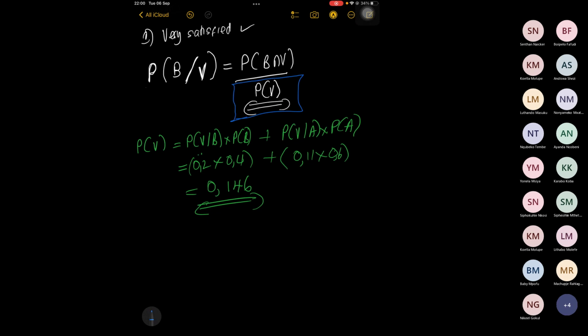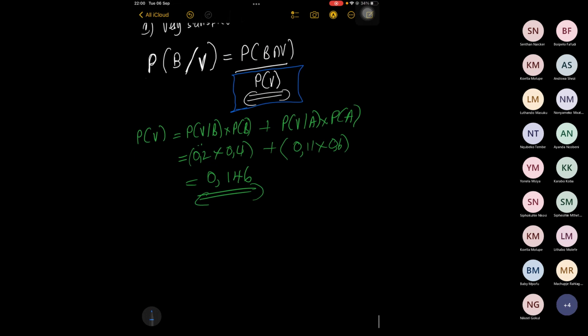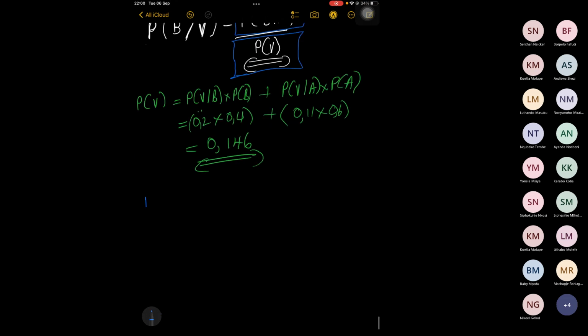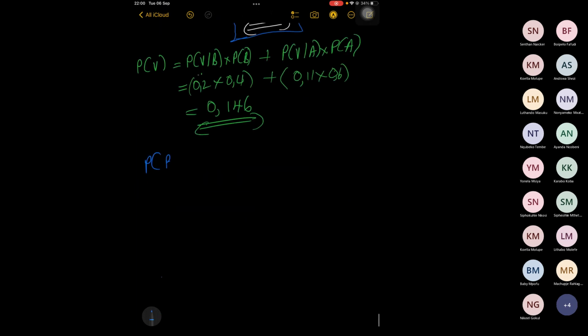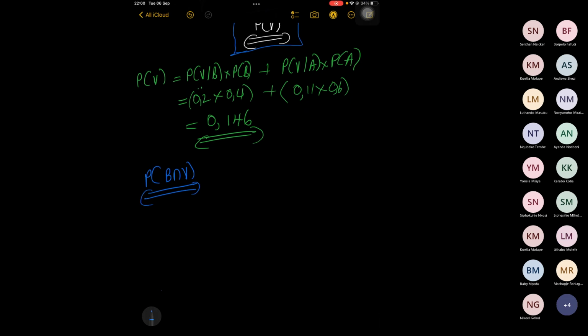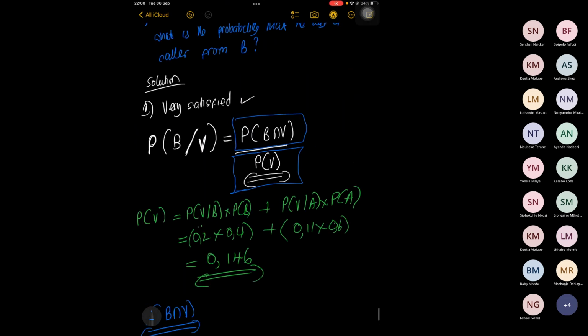But now we want to calculate this one also, isn't it? We want to calculate the probability of B intersection V. But now the question is, someone would ask, how on earth would you calculate this? It's actually not that difficult. So why am I saying so?